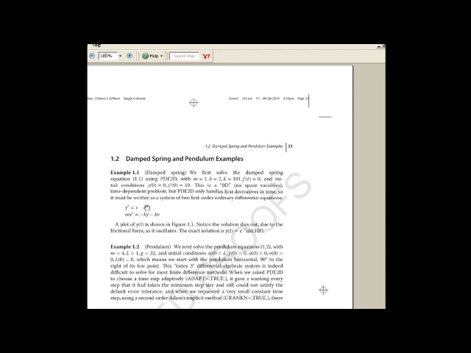Now, since PDE2D only solves problems with first derivatives in time, we have to break this second order problem into two first order problems by defining v, the velocity, to be y prime. Then m times v prime, which is y double prime, is equal to minus ky minus b y prime, which is v. We're assuming that there's no f. If there's an external force, there'd be a plus f of t here.